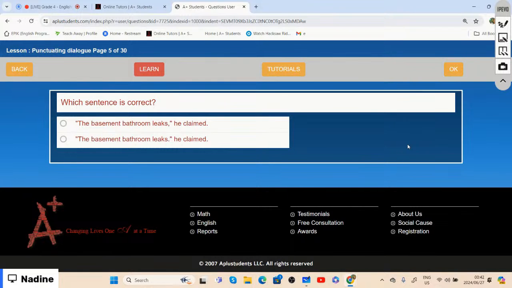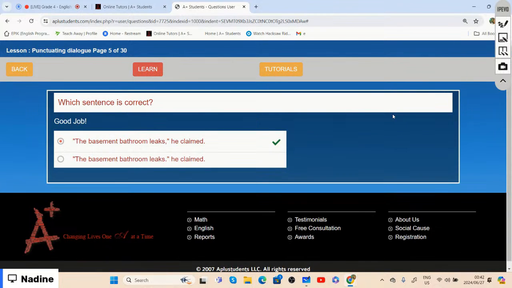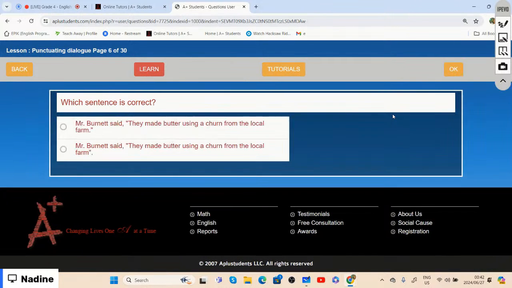All right. And if we were to choose the correct option, then yes, we will go with option one, right? It ends with a comma and not a period. So well done. All right, let's look at the next one.